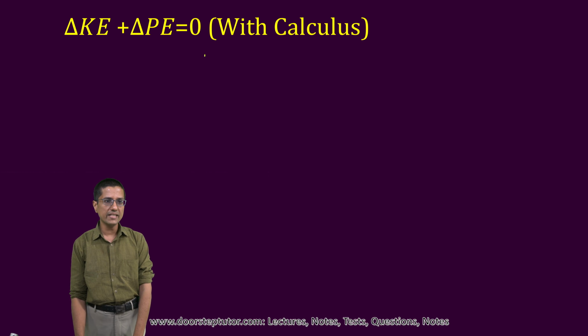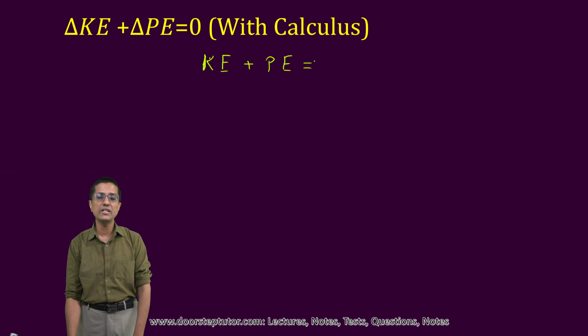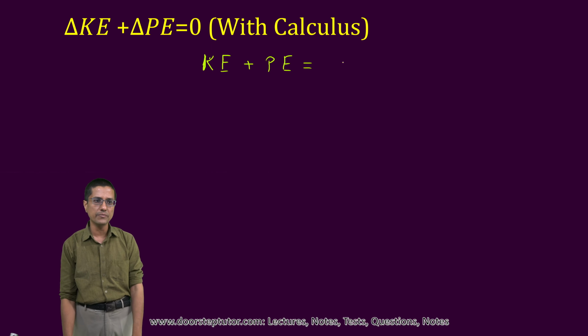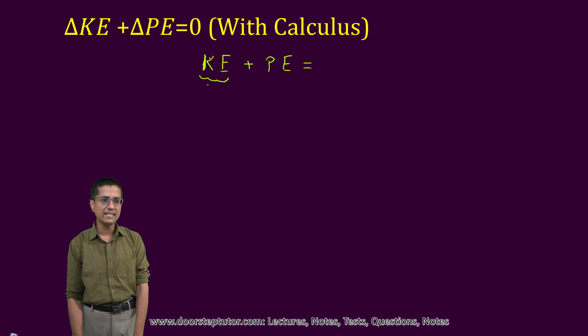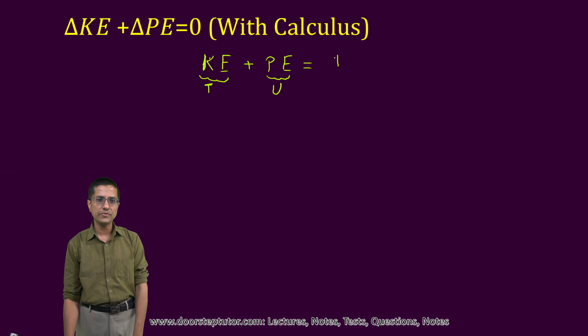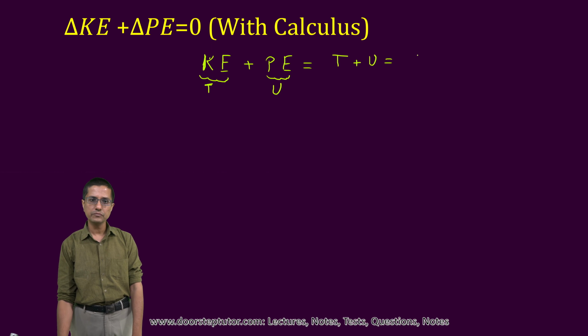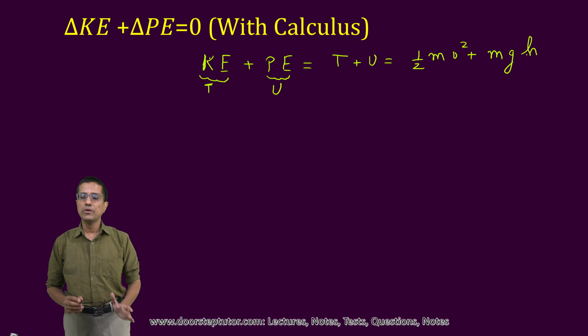Okay, so we will say that kinetic energy plus potential energy, we will just give them another two terms. We will call KE as T and we will call PE as U. This becomes T plus U, and this of course we know is equal to half mv squared plus mgh. Okay, this we know.